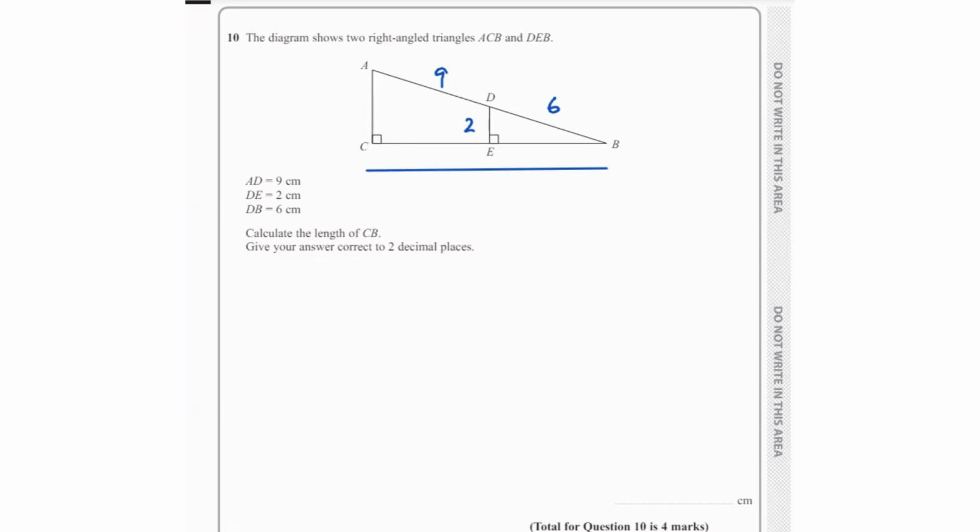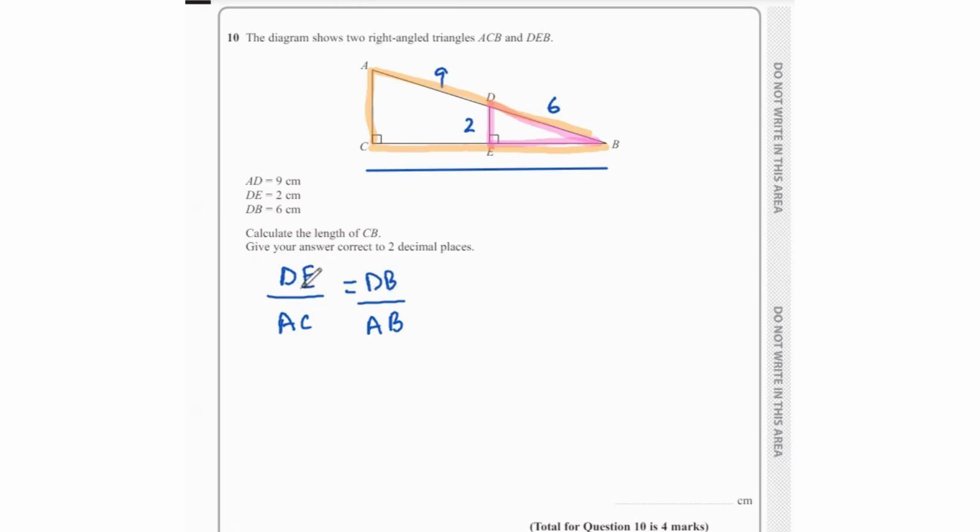So as you can see, we have two similar triangles. This is one triangle, and this is the other triangle. So keeping these two similar triangles in mind, what we're going to do is use the ratio of lengths to find the length of AC. We know that DE over AC should equal DB over AB. Why? Because we have similar shapes. In similar shapes, your ratio of lengths are equal.